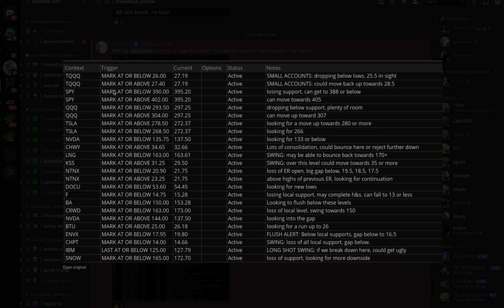So the trigger here is really important, right? If we're going below a number or above a number, that lets us know what kind of play we're looking to take, right? So if I'm looking for a ticker to go below something, I'm looking to go short, right? Or take puts if we're playing options. If I'm looking for a ticker to go above a level, I'm looking to go long or take calls.